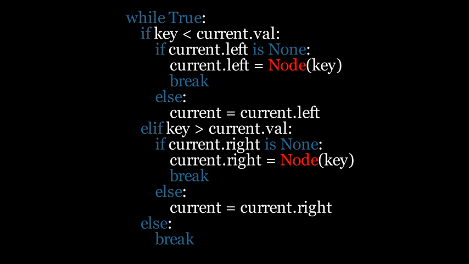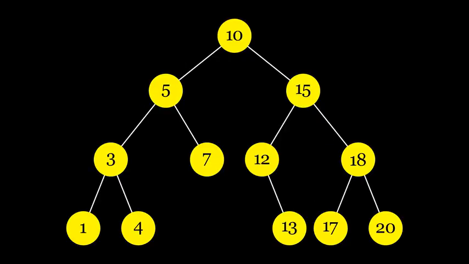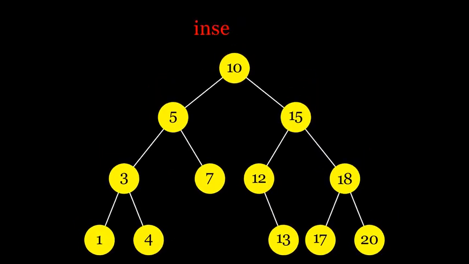This ensures that the new node is placed in the correct position in the tree while maintaining the binary search tree's properties. Now let's visualize inserting the value 11 using the iterative method. The process begins by creating a current variable, initially set to the root node. The algorithm will then traverse the tree by comparing the value 11 with the values of each node it encounters.